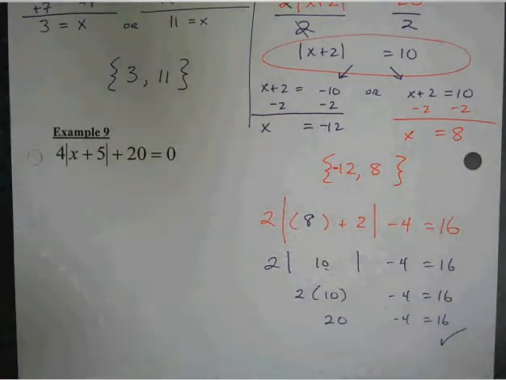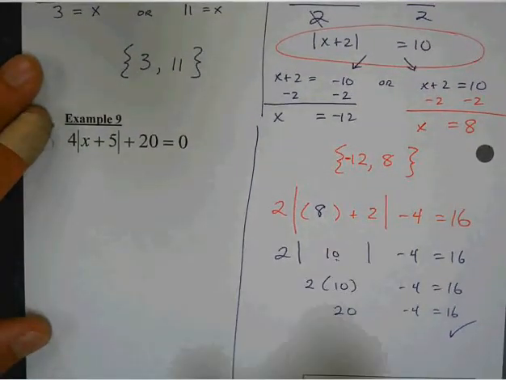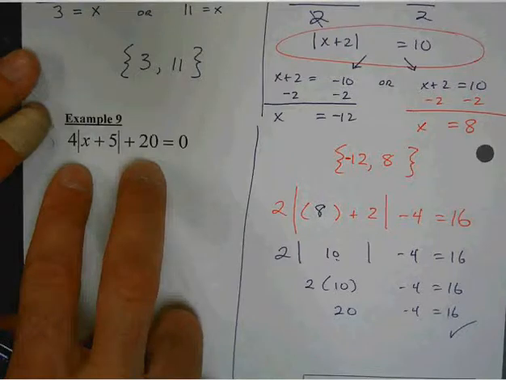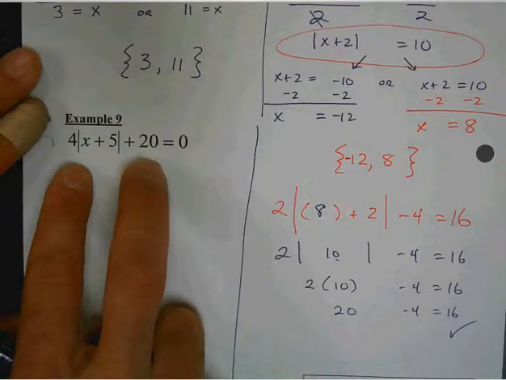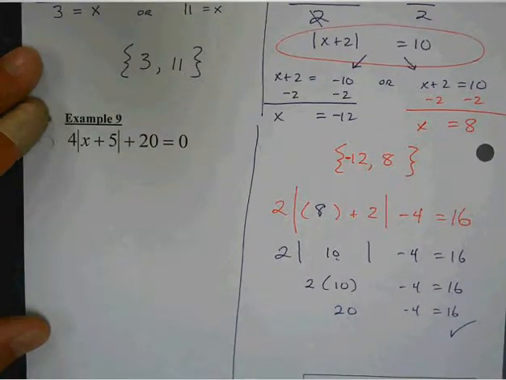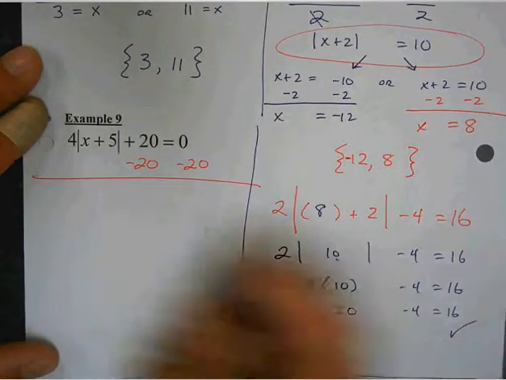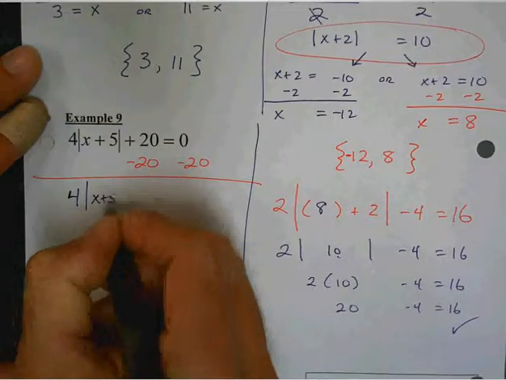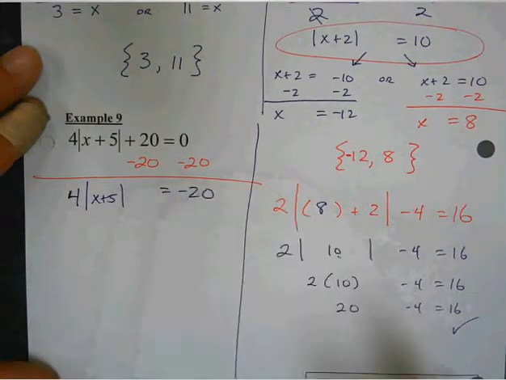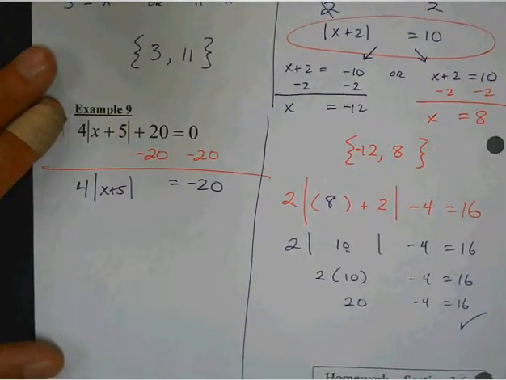All right, our last one. I'm going to ask the same question I've asked every time. Is the absolute value by itself? No. Sarah, what do I need to do to start the absolute value isolation process? Excellent. Minus 20. That gives me 4 absolute value x plus 5 equals negative 20. Same question. Is the absolute value by itself? No. What do I need to do to get it by itself? Divide by 4. So everyone, divide by 4.